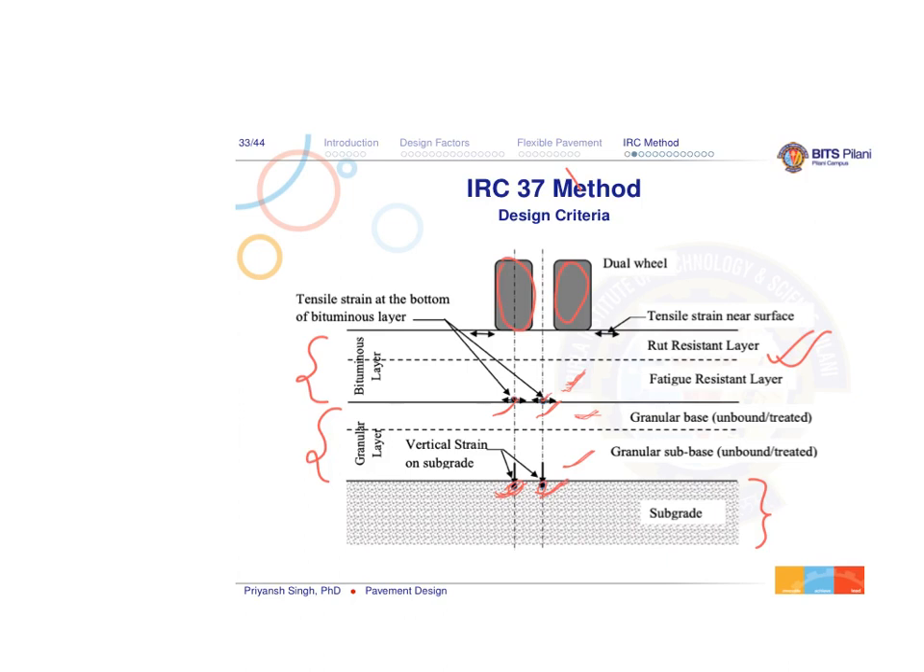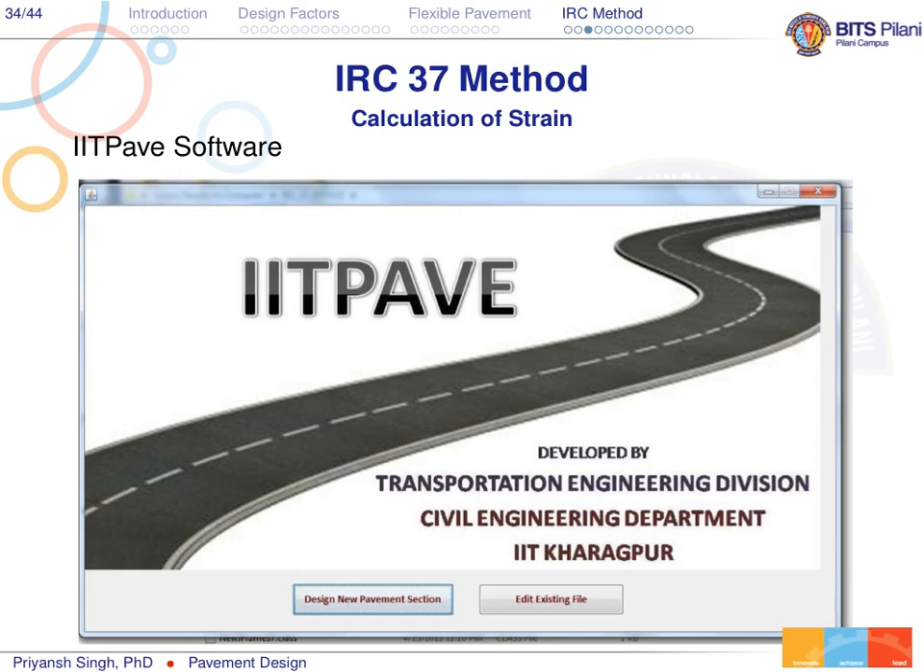That software is developed under the IRC 37 program, which is being conducted by IIT Kharagpur. So we'll try to refer to that software, which is a small Java based software. In that software, if you input these values correctly, you will be able to calculate different strains. Let's have a look at the IRC software. The software is popularly known as IITPAVE and is being developed by the Transportation Engineering Division, Civil Engineering, IIT Kharagpur. Here, this is a Java-based easy program. We'll have a different video to explain how this program will work.